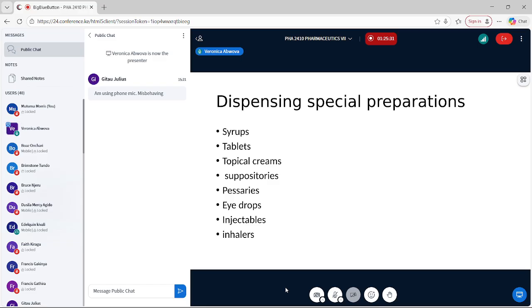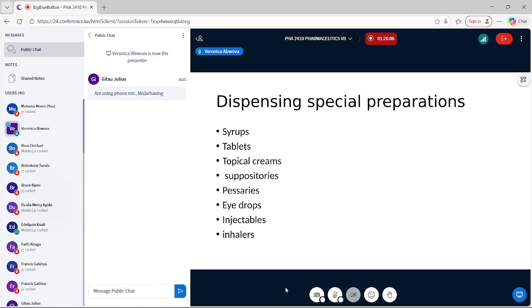Okay, so I want you to look at these preparations, okay? How do you write the instructions for syrups? How do you write instructions for tablets? These are oral products, okay? Then topical creams, how do you write the instructions? Then look at suppositories, okay? What are suppositories? Look at what suppositories are. How do you dispense suppositories? How do you write the instructions?